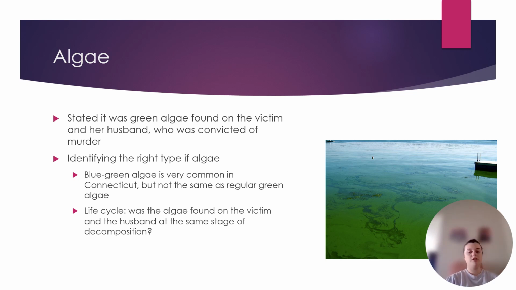Also the life cycle. Was the algae found on the victim and the husband at the same stage of decomposition? Theoretically, if the husband were to have hit his wife over the head with a brick, they would have gotten algae on them roughly at the same time. That algae would be at the same state of decomposition, theoretically. There are certain cases where plants, even people, decompose at different states based on the environment and the overall health. However, it would be stated that they would be at similar stages.